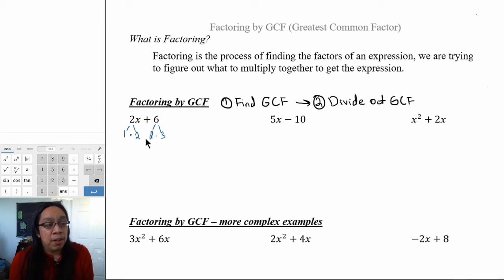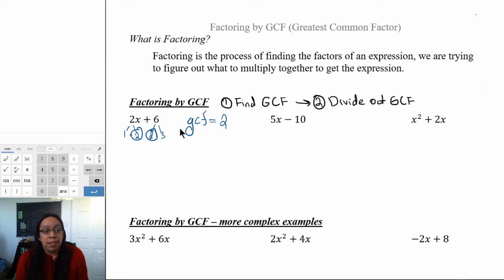Now, from here you can see that our tree is very, very small for both of our numbers. But let's ask ourselves, is there a number that they both have in common? And if you see, they both have a 2 in common. And this is the only number that they have in common. So the greatest common factor is going to be 2, because that's the biggest number that both numbers share. So now where do we go from here?